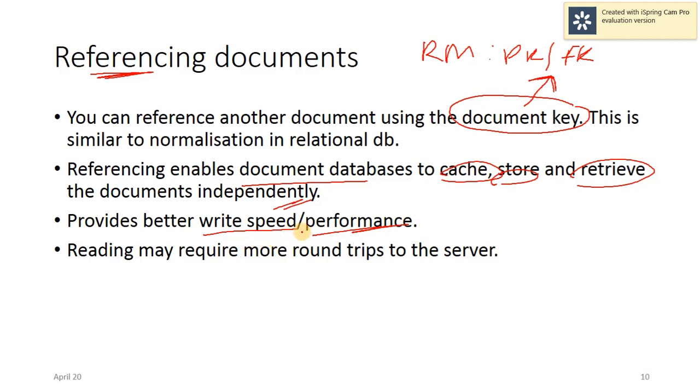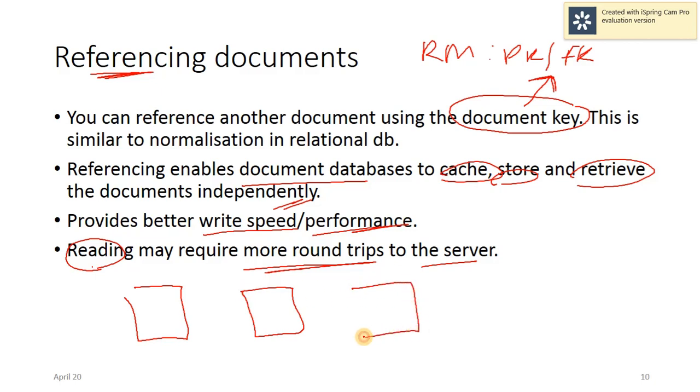You are going to use this document key to refer to another document, and this referencing will enable the document database to cache, store, and retrieve all of the documents independently. So when we have this kind of referencing, it will provide better write speed and also performance. However, referencing documents may have a disadvantage in terms of reading, because you are required to have more round trips to the server. Because why? When you have a lot of documents, you need to read first from the first document, then you find the document ID, and then you refer to the second document. Then for example, you need to refer to another document, so you refer to the third document. So this is why we read in more round trips to the server.